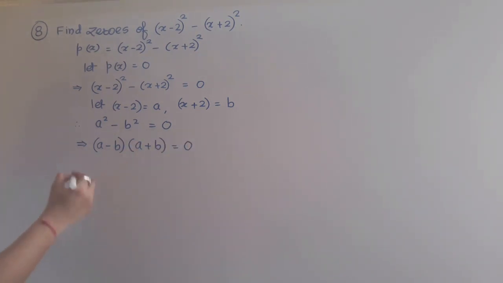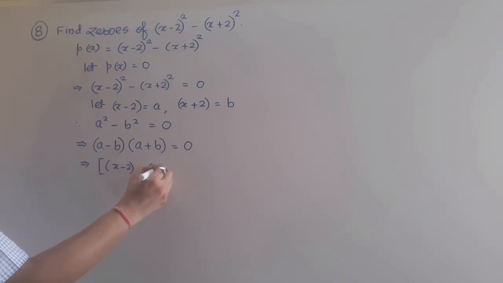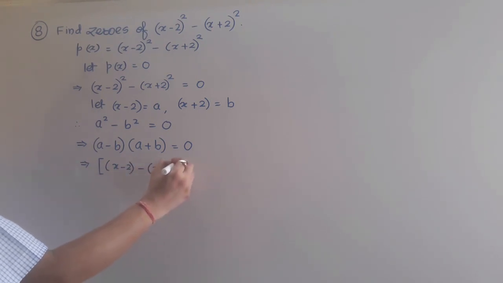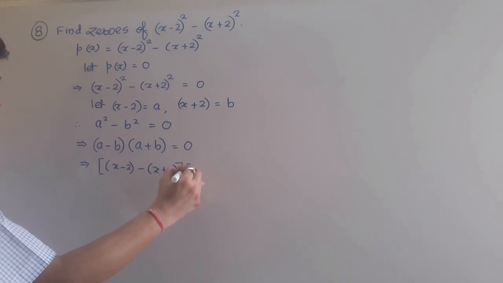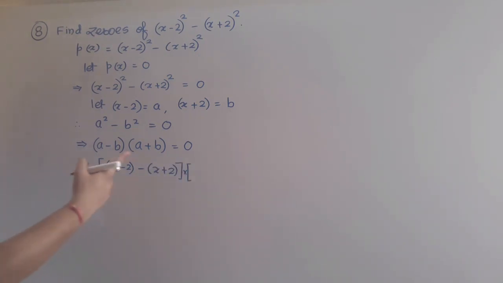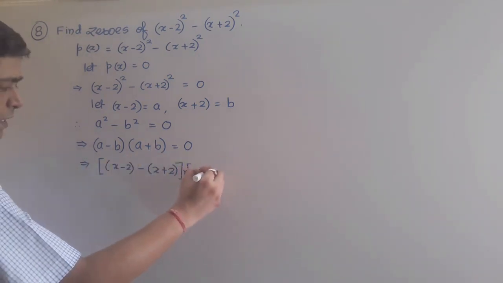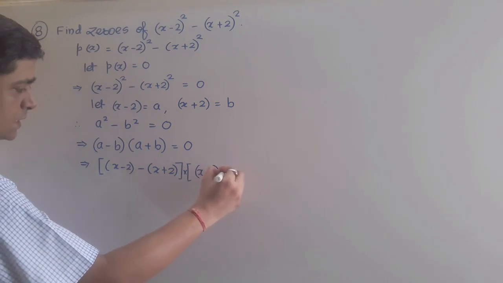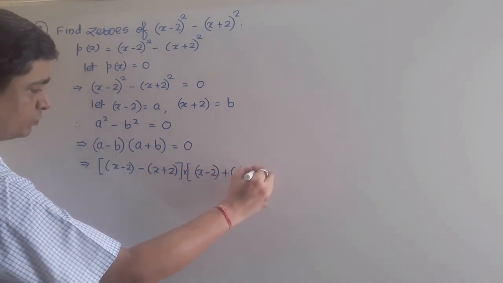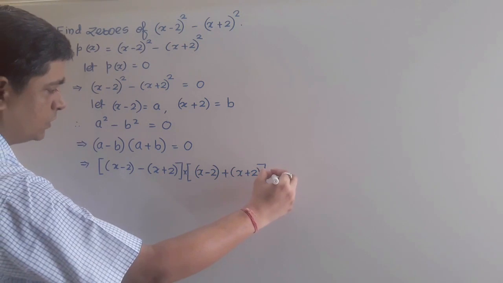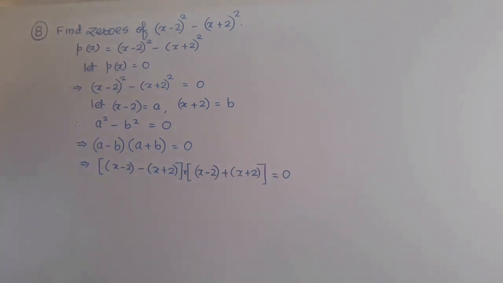Now replace the value of a and b again here. So what is the value of a I have? Value of a I have in the bracket x minus 2, value of b I have in the bracket x plus 2. Same I will repeat in the second bracket also. A plus b, that will be x minus 2 plus x plus 2, right? And is equal to 0 I am keeping as it is.